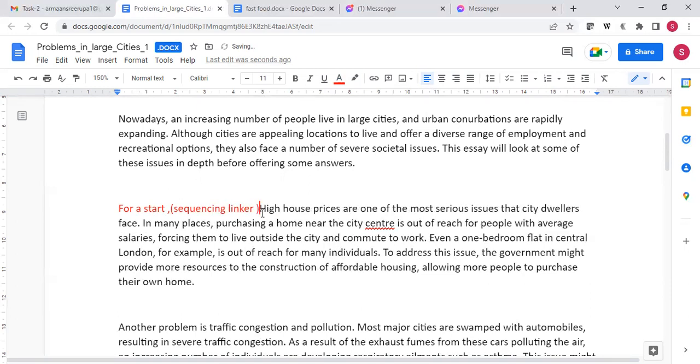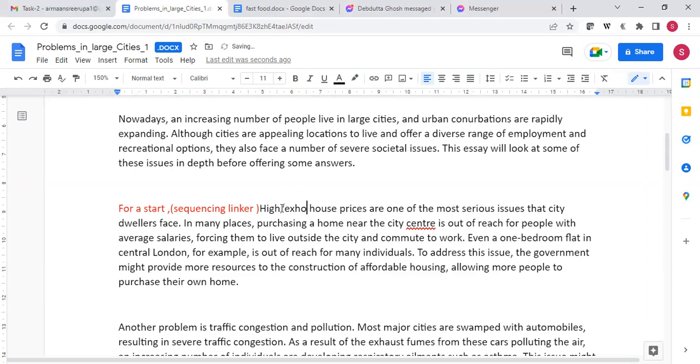For a start, high house prices are one of the most serious issues that city dwellers face. Okay, so you're saying very high prices of the houses. And then you're saying, in many places purchasing a home near the city center is out of reach for people with average salaries, forcing them. Okay, high house prices. Again, as I mentioned, the vocab not only has to be topic specific, but it also has to be advanced, slightly less commonly used vocab. Now, high is a very common word. Any other words which are better? Just give me one second.